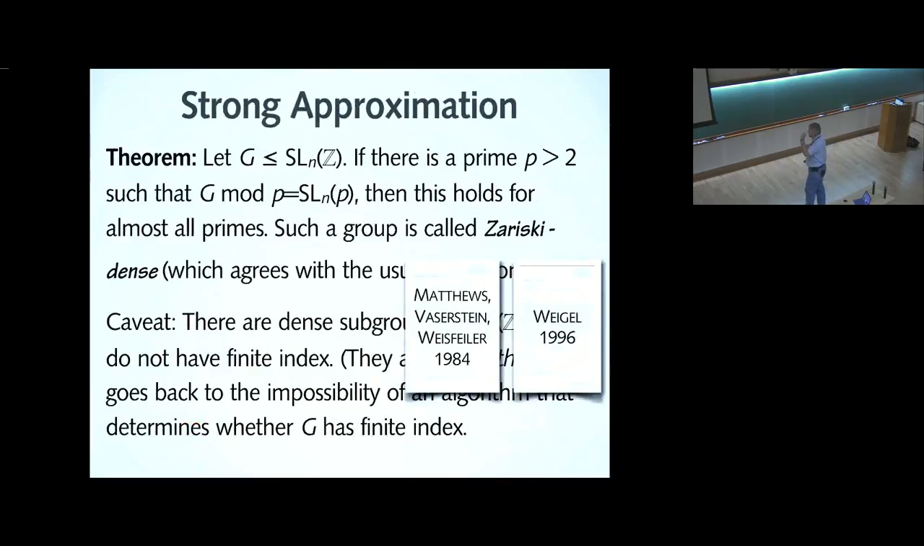Right, so now for getting the primes, which is the most interesting bit. So let's start with a little bit of theory. If I take a subgroup G of SL_n(Z), if there is a prime p greater than 2 so that G modulo this prime is the full SL_n(F_p), then actually the image modulo almost all primes is the full SL_n(F_p). And this is a theorem due to Matthews, Vaserstein, and Weisfeiler, and again Weigel, in a similar context as his complement theorem, reproved parts of this.